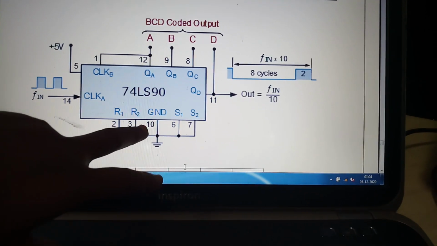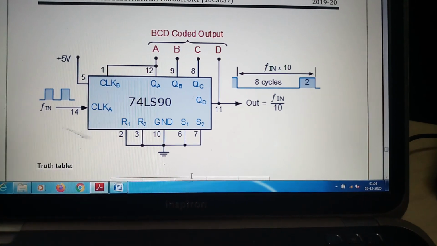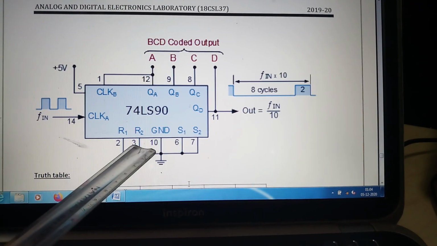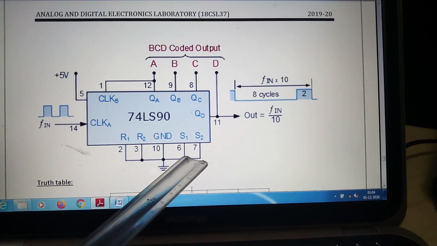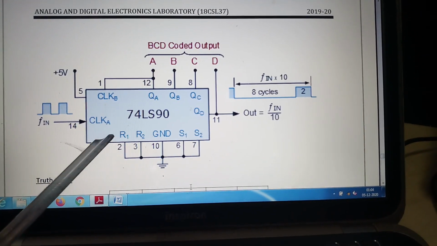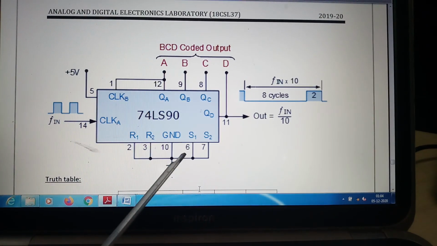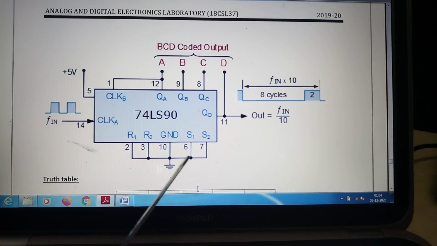Pins 2 and 3 are called set inputs. 6 and 7 are called clear inputs. These inputs should be held at low for this IC to act as a decade counter, otherwise it will not count in the order. It will stay at any one of the invalid states.